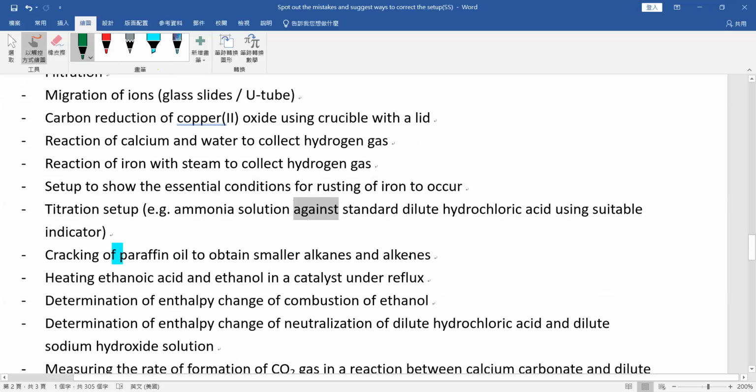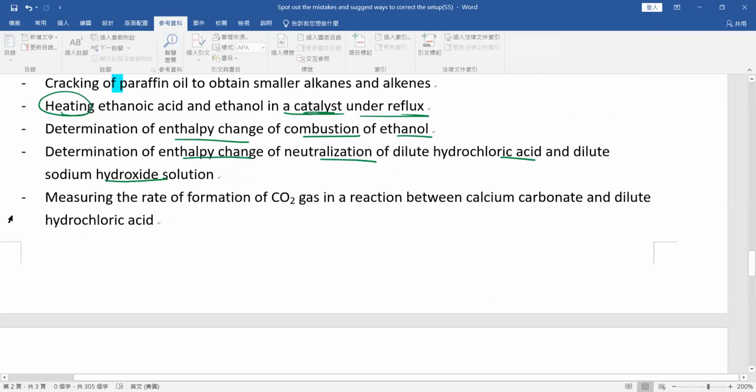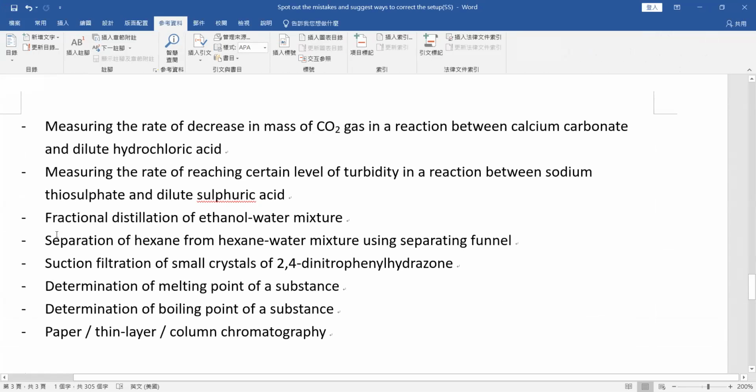Cracking of paraffin oil. Heating ethanol with a catalyst under reflux. Heated under reflux. Determination of enthalpy change of combustion of ethanol. Determination of enthalpy change of neutralization of an acid and an alkali. Measuring the rate of formation of carbon dioxide gas in the reaction between calcium carbonate and dilute hydrochloric acid. What else? Measuring the rate of decrease in mass of CO2 gas in the reaction between calcium carbonate and acid. Measuring the rate of reaching a certain level of turbidity in the reaction between sodium thiosulfate and dilute acid. Fractional distillation of ethanol-water mixture.